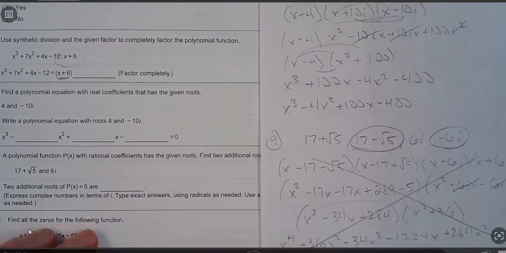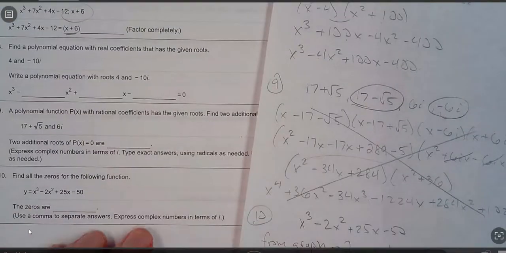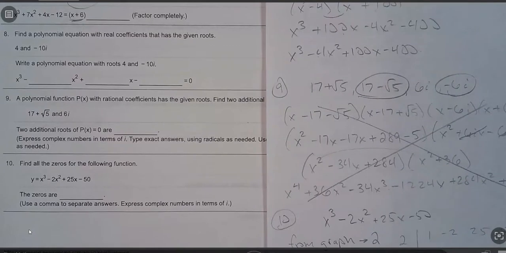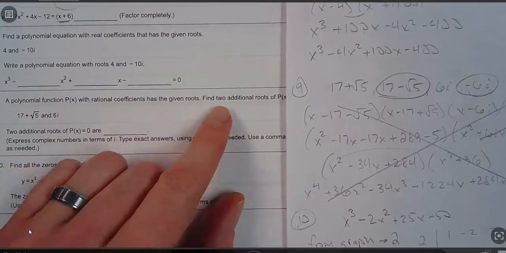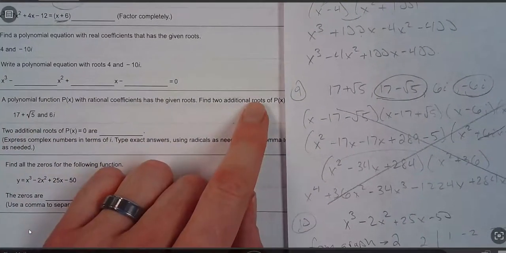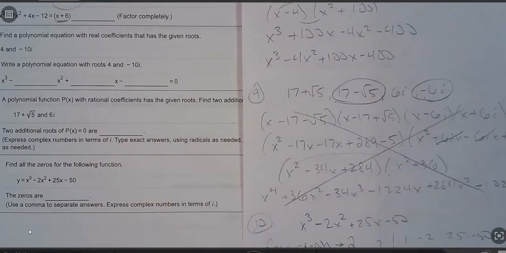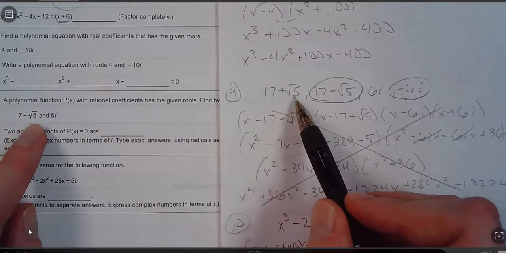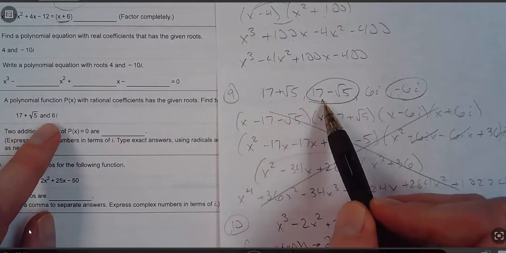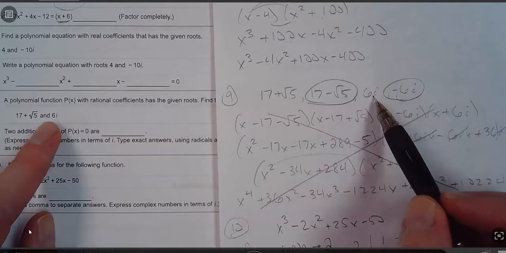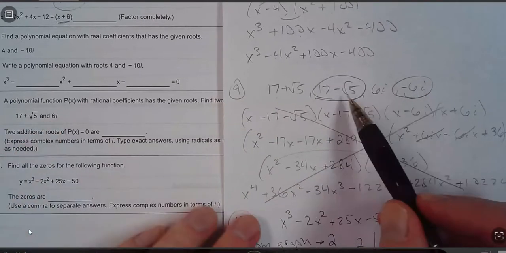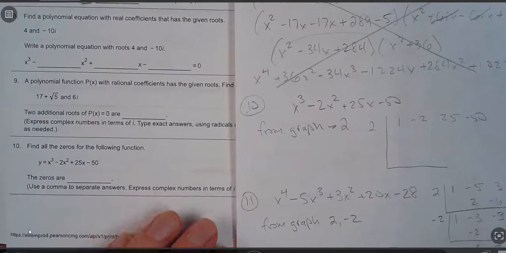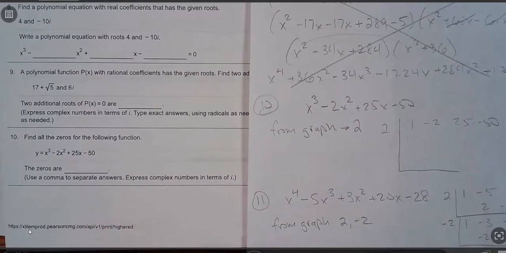Number 9. There we go. Get everyone in the same spot. I read it too fast. It just says, if these are roots, what else is a root? Well, I went ahead and multiplied it out. I'm mad at myself for doing that because I wasted a bunch of time. If 17 plus radical 5 is a root, so is 17 minus radical 5. If 6i is a root, so is negative 6i, and that's your answer, those two. So I wasted a bunch of time. Should have read the question carefully. I could pretend like I did that on purpose, but I was just not paying attention.